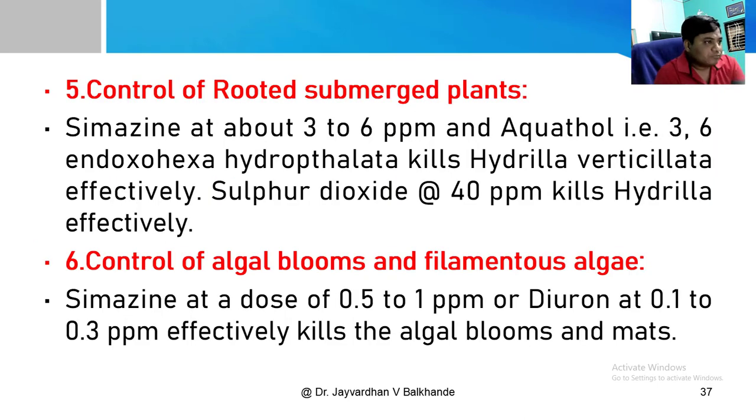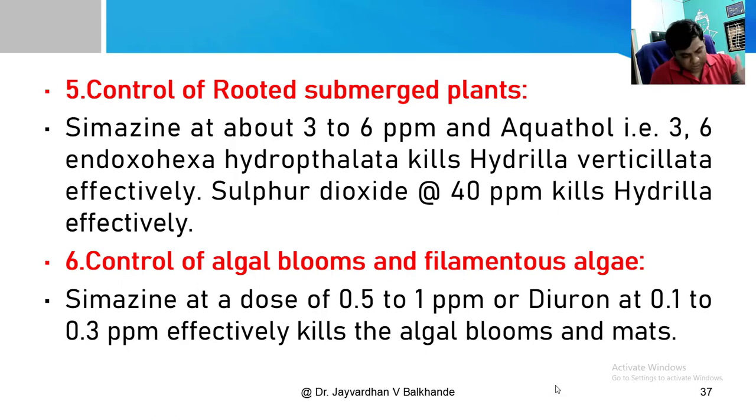Okay, now the control of rooted submerged plants. Simazine at about 3 to 6 ppm and Aquathol, that is 3,6-endoxohexahydrophthalic acid, kill Hydrilla verticillata effectively, and sulfur dioxide at the rate of 40 ppm also kills Hydrilla effectively. Okay, so we can use sulfur dioxide also for controlling the Hydrilla weed. Then the control of algal blooms and filamentous algae. This is a very big problem in the water body, the algal bloom problem.